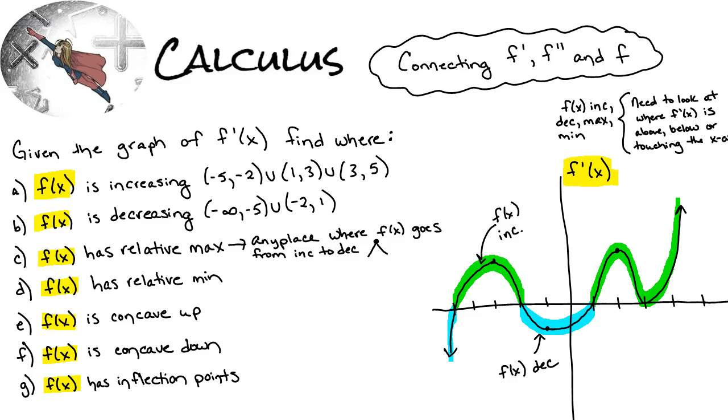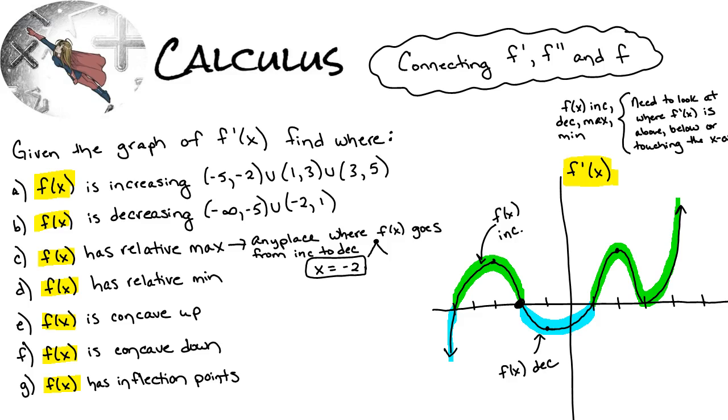So one place where that's happening, switching from green to blue, is right there. I'll make that nice and big. And actually that's the only place where it's changing from green to blue, meaning it's going from above to below the x-axis, which meant that f was going from increasing to decreasing. So the only answer for relative max would be x equals -2.